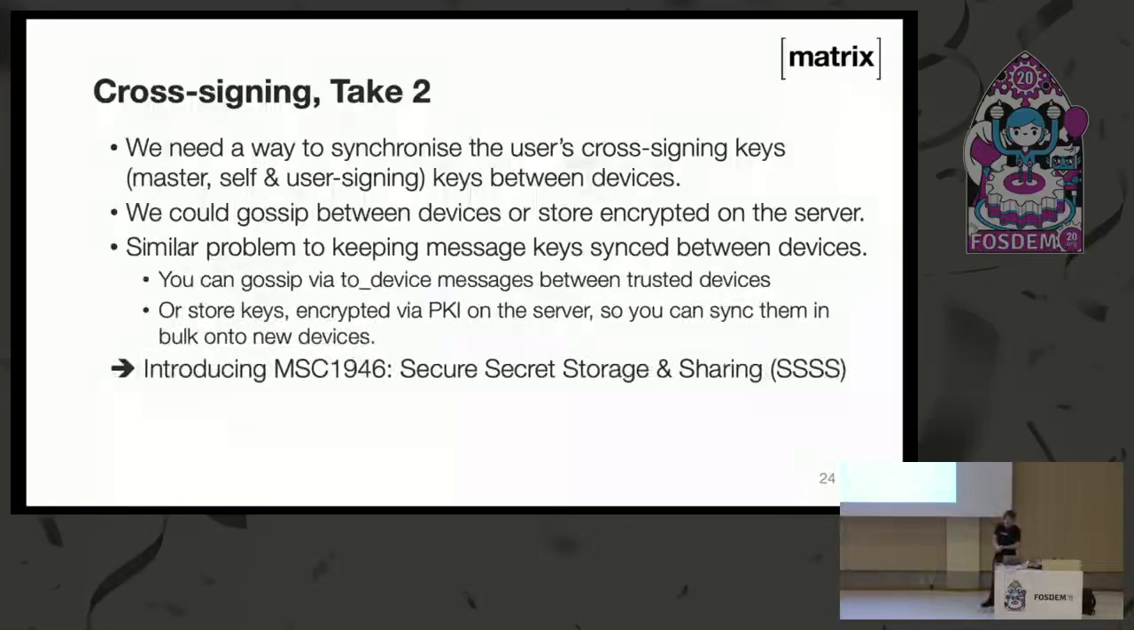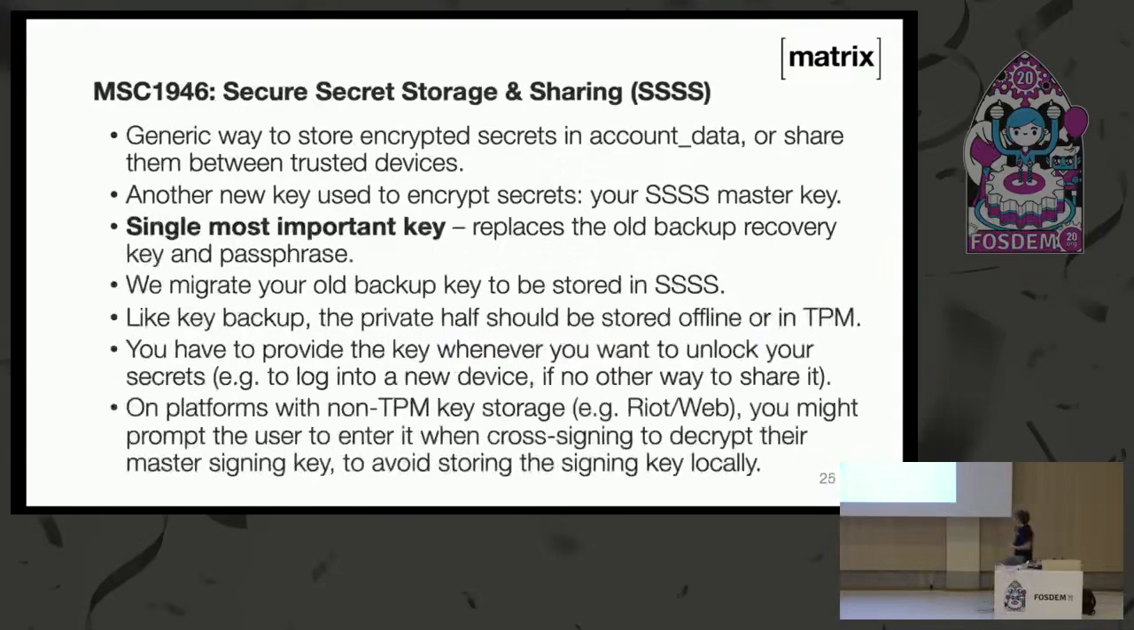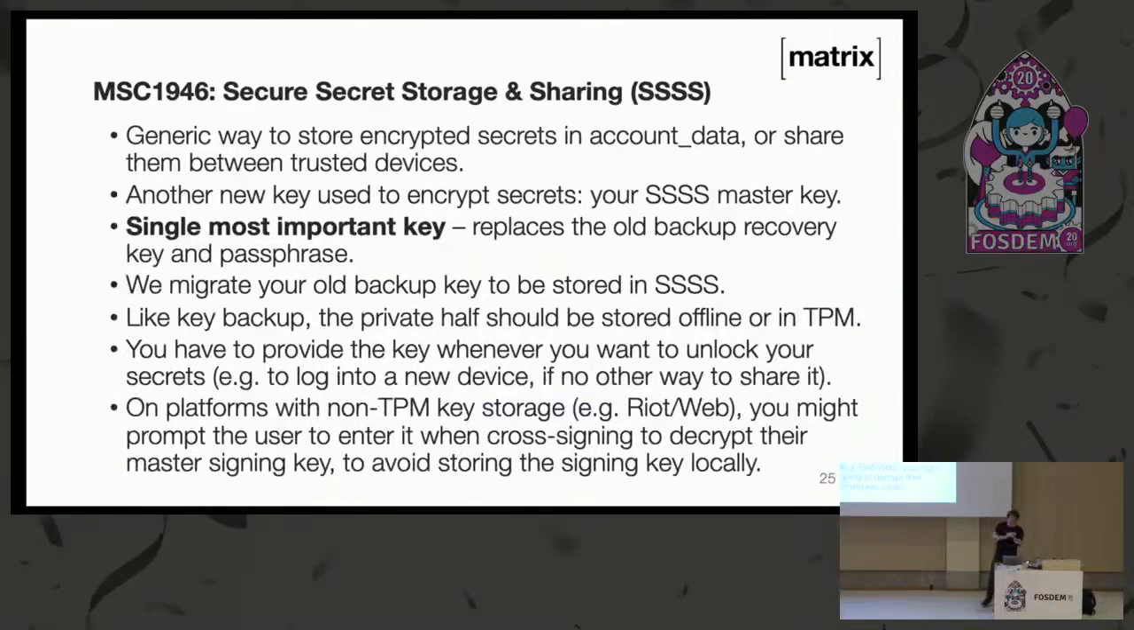It's called MSC 1946. Always weird how these line up with years. And it's called QuadS, Secure Secret Storage and Sharing. It works by storing your secrets and your account data in the Matrix API for storing arbitrary data about yourself. And you can also use it for sharing directly between trusted devices.